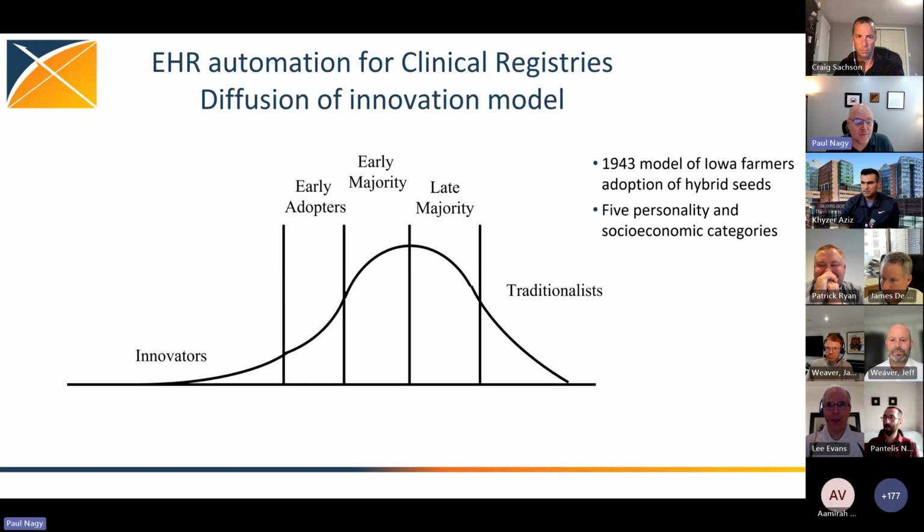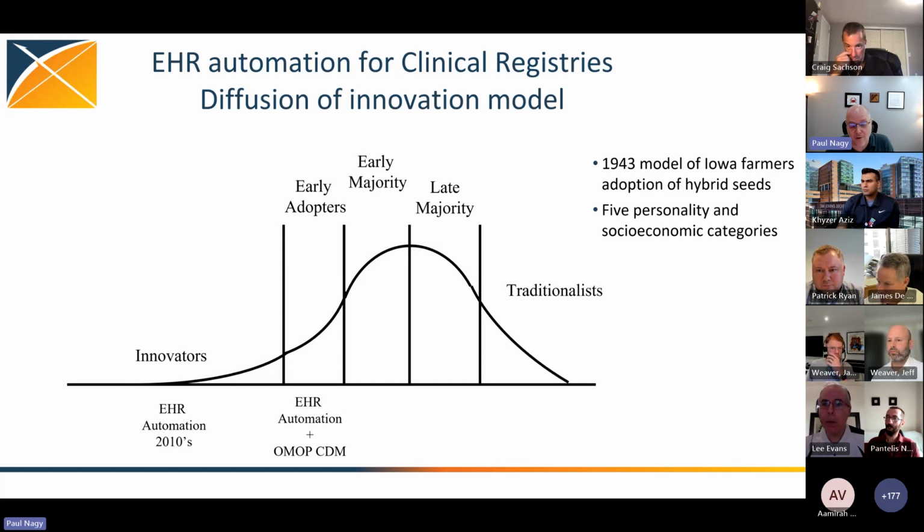And so generally what we're seeing is I would say EHR automation really took off in the 2010s as the adoption of EHRs themselves took off. Now that we can collect this data digitally, I do feel like what we're seeing now is we're entering in the early adoption phase of using for clinical registries where we can use automation plus standardization. If you are doing EHR automation without your own data model, you're really going to have a very difficult time making it cost effective, and you're making for fragile interfaces that are hard to maintain. And so by taking advantage of the standard OMOP data model, we really feel like this is going to be the bridge to the early majority of clinical registries.